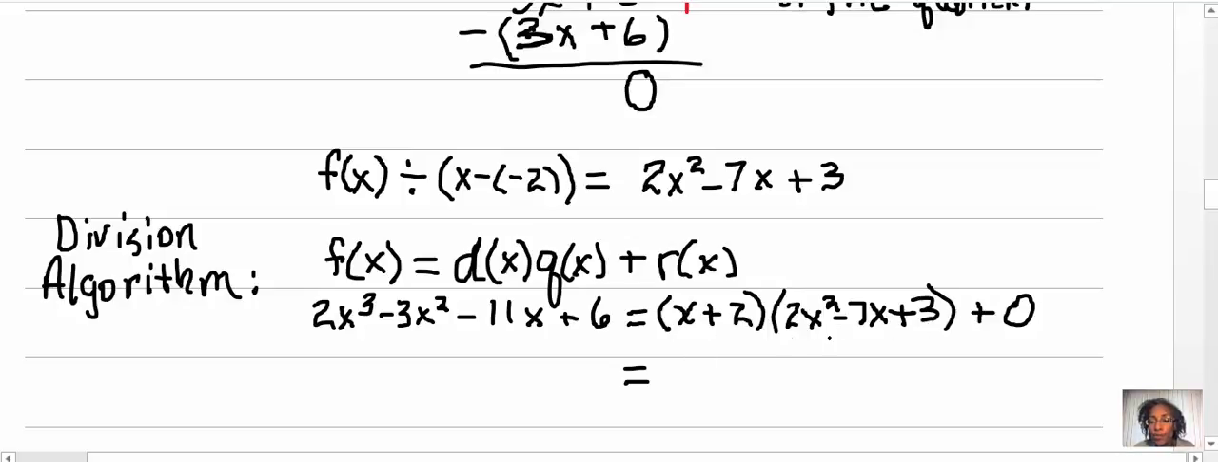distributive property to prove that this really does multiply back to give the function f of x. So the distributive property says multiply x times 2x squared. Really, you're using the distributive property twice. So x gets multiplied by the quotient. Added to that is 2 times that quotient.